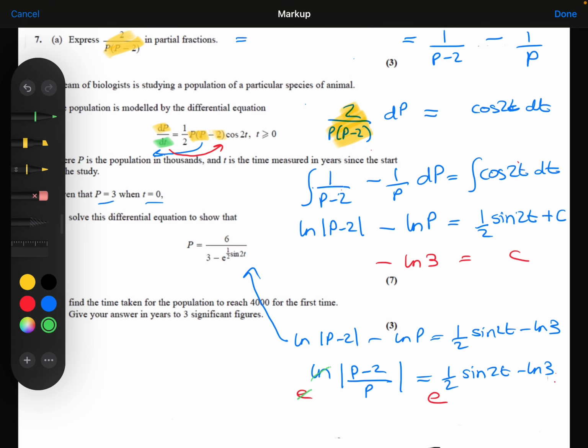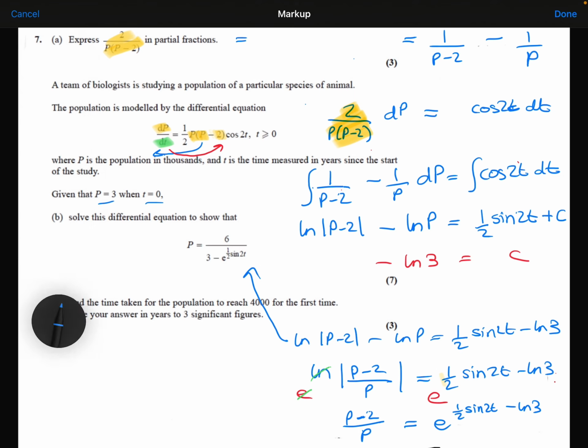On the left-hand side, the e to the power ln will cancel out and just leave me with p minus 2 over p. On the right-hand side, I've got e to the power of a half sine 2t minus ln 3. All of this has to be in the power. But that's fine, because I can do a little bit of simplification with that. I can split those two terms up and rewrite it as e to the power 1 half sine 2t multiplied by e to the power minus ln 3.